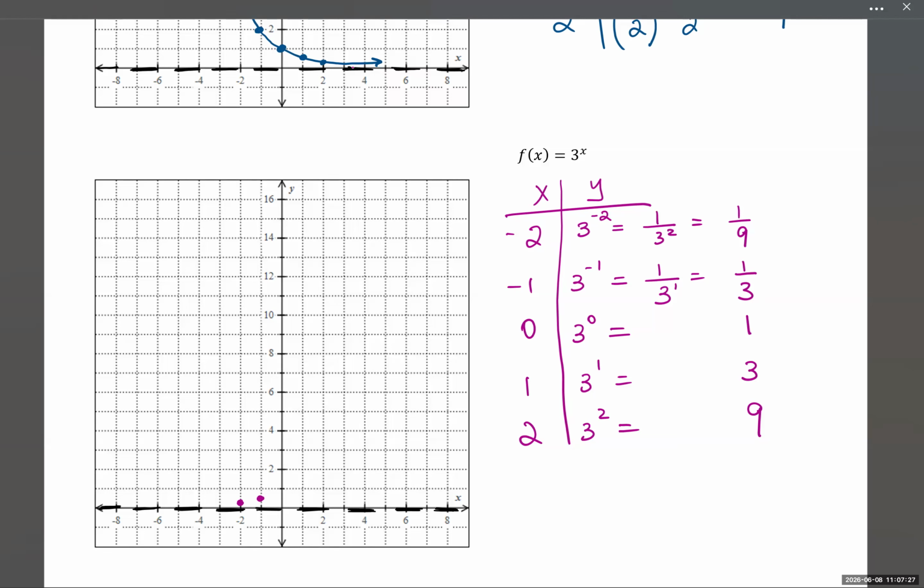When x is 0, my y is 1, so that's this point right here. When x is 1, my y is 3, so right here. And when x is 2, y is all the way at 9. Connect the dots. Do not cross the horizontal asymptote.